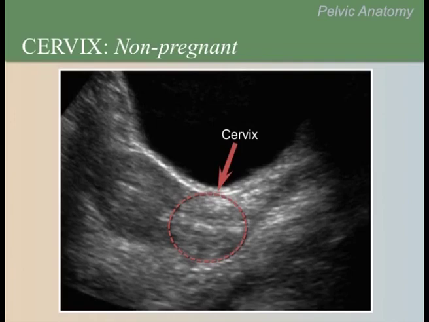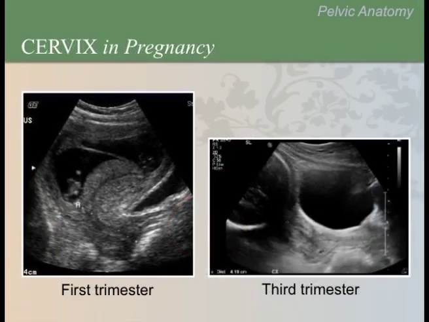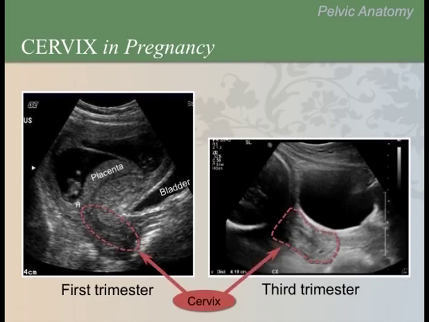Here we have labeled the cervix from a woman who is not pregnant. The cervix is often easier to see in pregnancy. Please pause the video now to allow participants to identify the bladder and cervix in both images and what is unique about the image on the left. Here we have labeled the bladder and outlined the cervix in both images to make them more obvious.